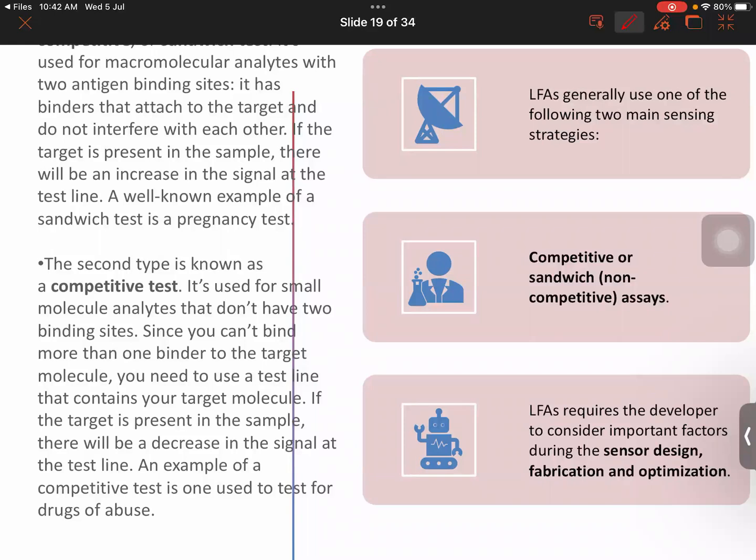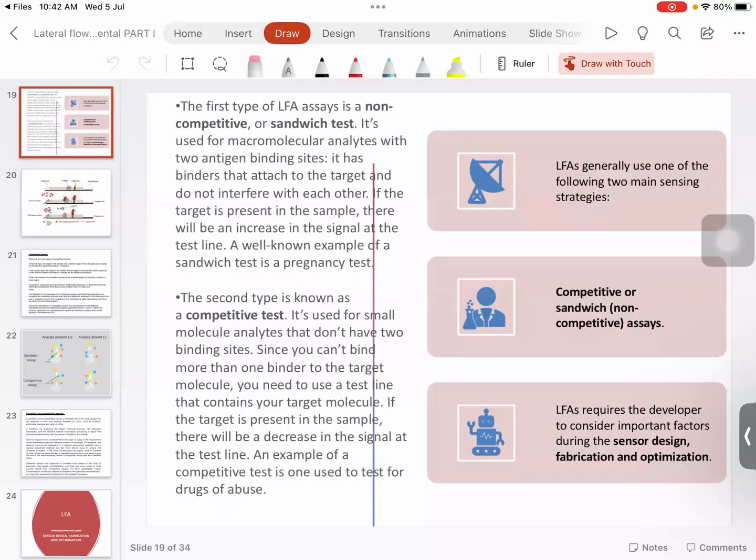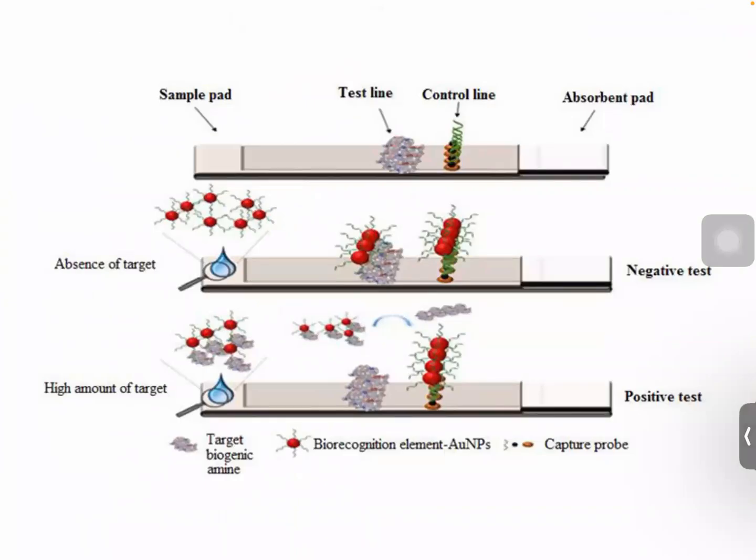So if you intend to do, because lateral flow can also be used to test small molecules. Okay, if you have small molecules to be detected, you should focus on competitive tests. If you have larger molecules, like what we commonly use to test a virus or bacteria, then we can use the sandwich test. Okay, so this is the difference between sandwich or non-competitive and competitive.